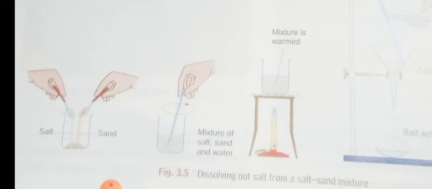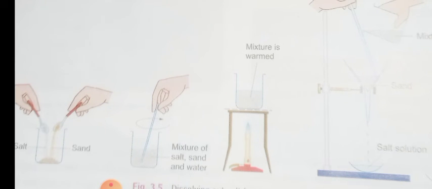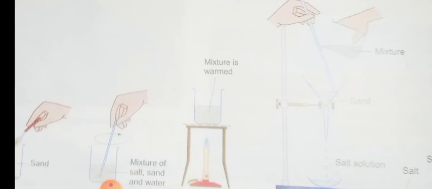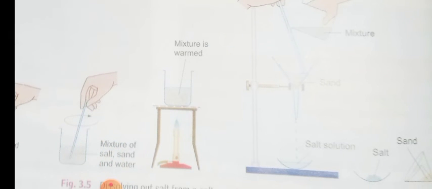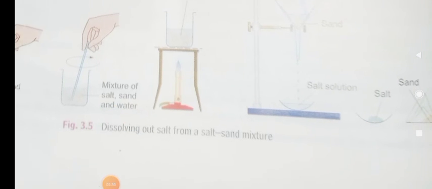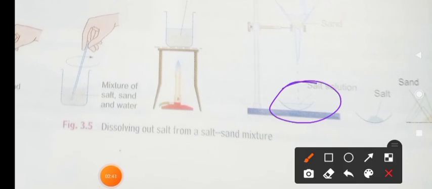By that, the salt will be dissolved in the water. Then, after the salt gets dissolved in the water, you filter the solution. The salt solution will be collected in a separate beaker kept at the bottom of the funnel, and you will get a residue of sand in the funnel.